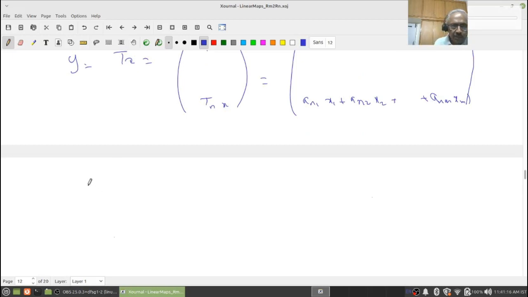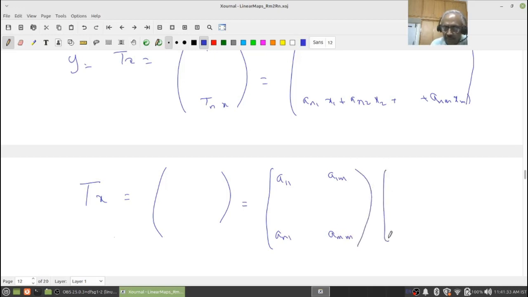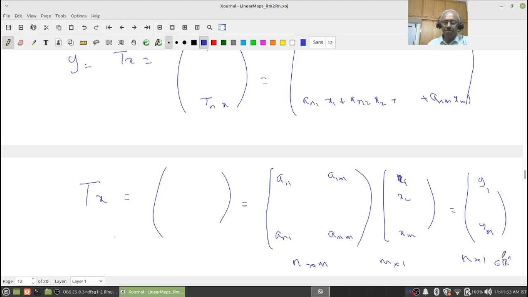Therefore I found out what T x is. T x is going to be this vector, right? But notice that if I write these things a_11, a_1m, a_n1, a_nm as a matrix and multiply by x_1, x_2, ..., x_m, this is an n cross m matrix, this is an m cross 1 matrix, and that is what will give me y_1, y_2, ..., y_n, that is an n cross 1 matrix, which is in R^n. This vector is in R^n.